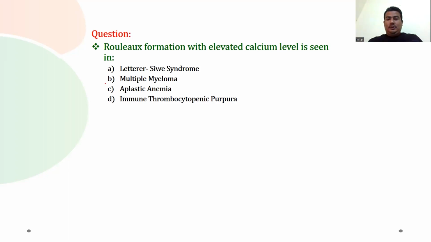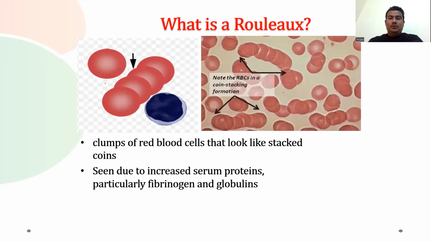So before moving into the options, let's first know what a Rouleaux actually means. A Rouleaux is nothing but the RBC finding that we see in a peripheral smear wherein the red cells are clumped to one another and form a clump. That clump resembles a stack of coins. The red cells are sticky to one another, and that is in the blood.